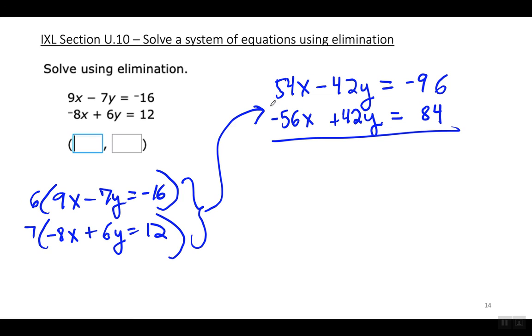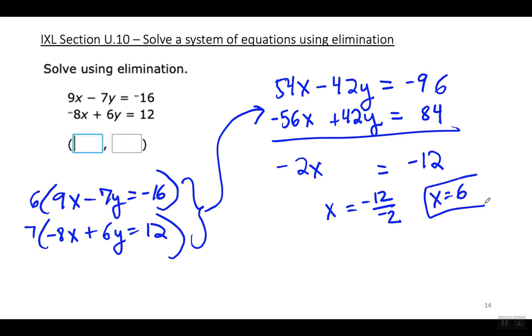Okay, now I could add the two equations. Okay, ahora voy a sumar las dos ecuaciones. And it's going to give me negative 2x equals negative 12. So x equals negative 12 divided by negative 2. So x equals positive 6.